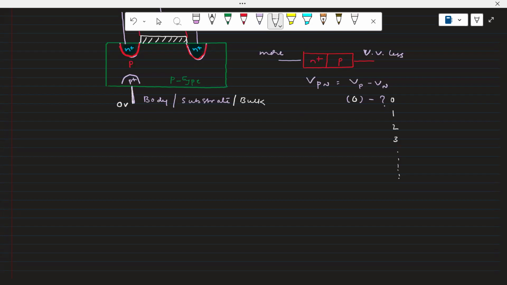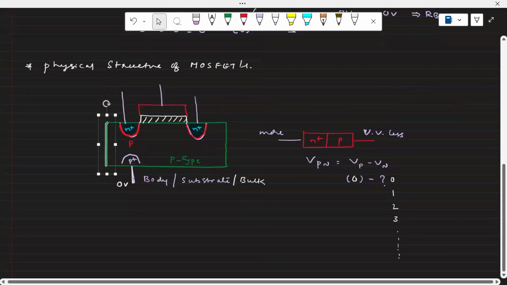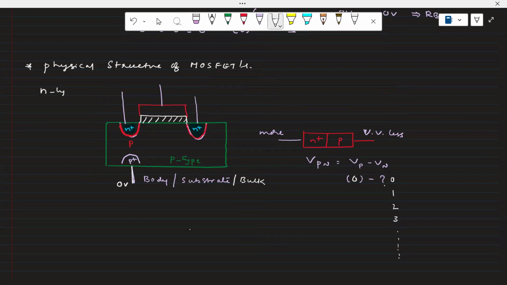0. Therefore, we make sure that there is no forward bias junction between the active area n plus and the substrate. Okay, so we never ever flow the current from the active material to the substrate. Do you agree with me? Yes, this is what we can say. Okay, therefore this is actually called an n-type MOSFET.